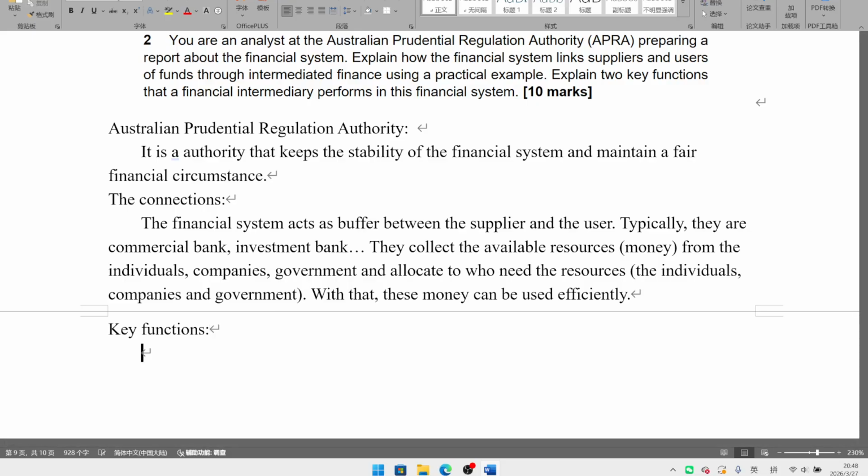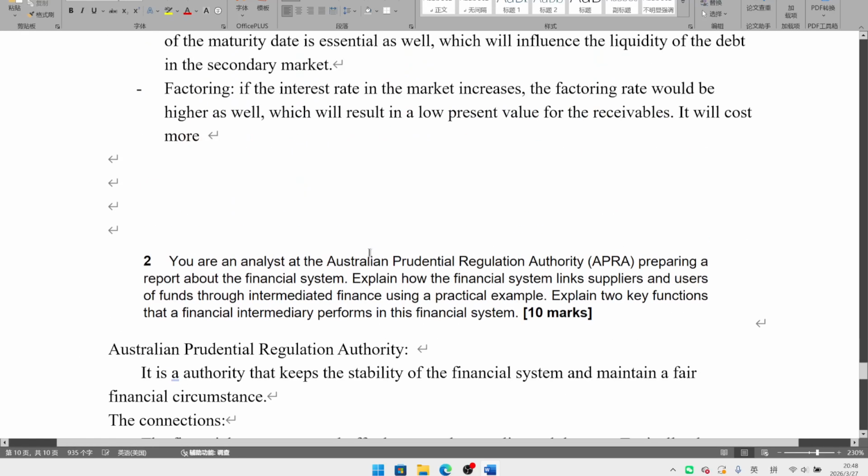So the key functions we would like to say are the regulatory role and the debt transformation role. Sorry, that's all I can do.